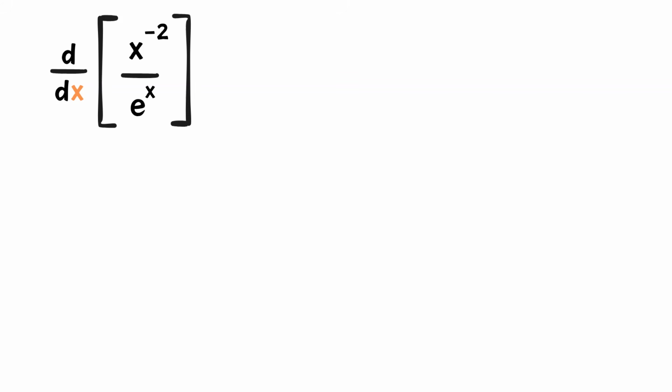Okay, let's look at another one. What is the derivative of x to the power of negative 2 over e to the x? First, let's designate two functions. We'll make the numerator x to the power of negative 2, f of x. And the function in the denominator, e to the x, can be called g of x.